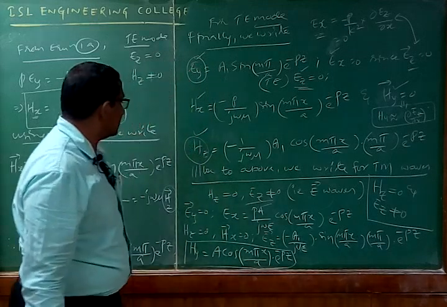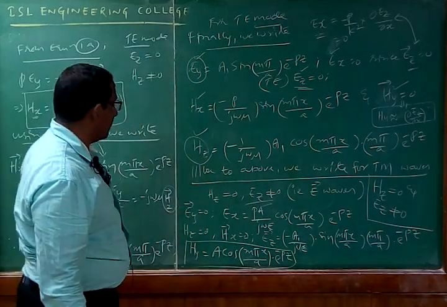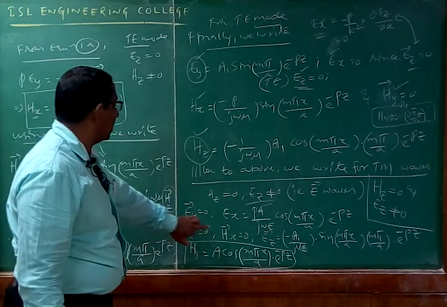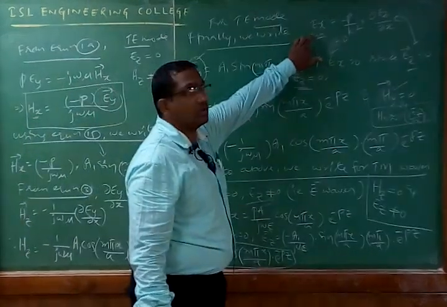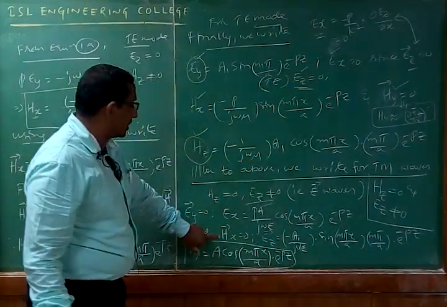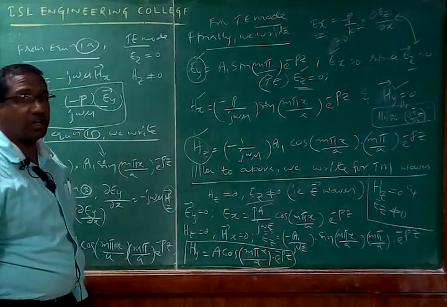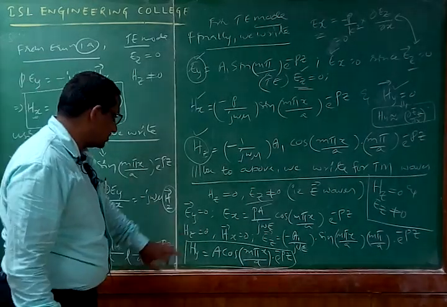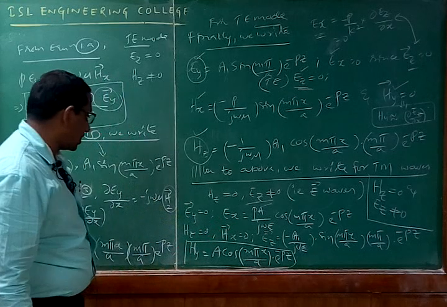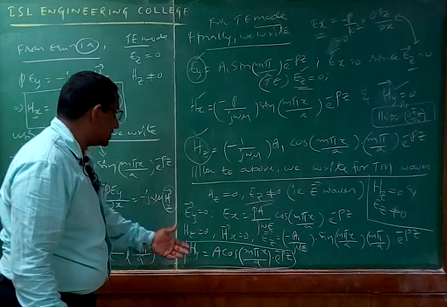So since Hz is equal to 0, what can I write Hx as? Hx becomes equal to 0. Therefore, I can straight away write Hx is equal to 0 in this particular equation. Anyway, Hz is equal to 0, and Hx I have also got. Now the last remaining is simply Hy.